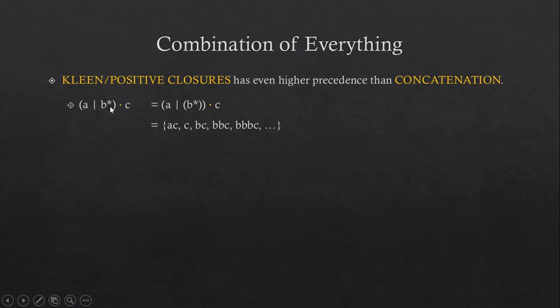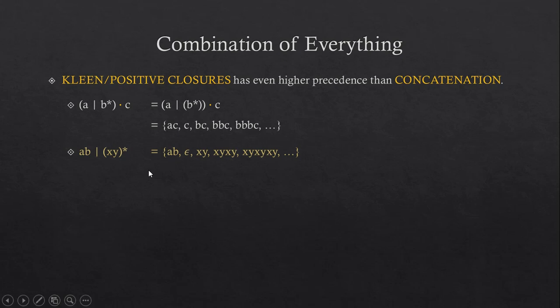And if I take the right side of the OR operator, I can take 0 occurrences of B, which gives me just C. If I take 1 B and concatenate with C, I get BC. If I take 2, I will get BBC. If I take 3, I will get BBBC, and so on.